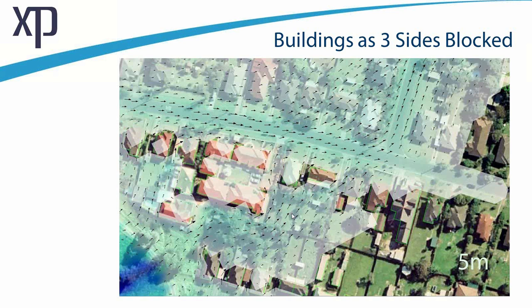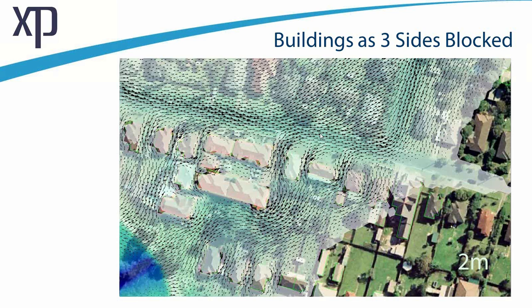Once again, this is on a 5 meter resolution. If we move to a 2 meter resolution, you get similar flow patterns to what we have with the inactive cells, with the water being pushed all the way around the houses, but importantly, the houses are also being shown as flooded.